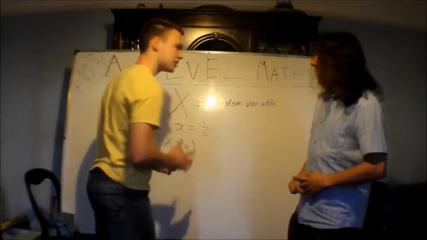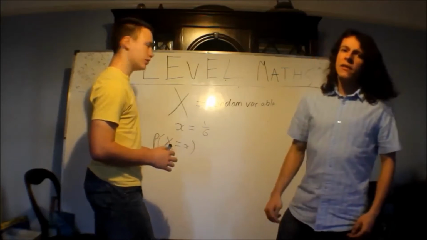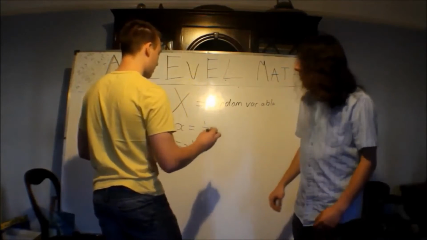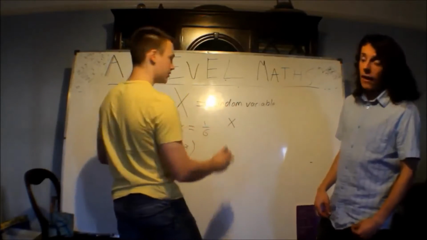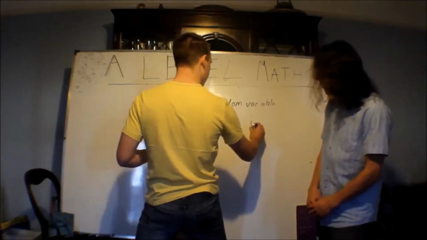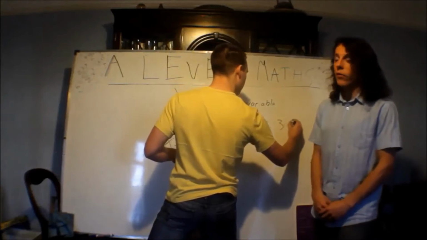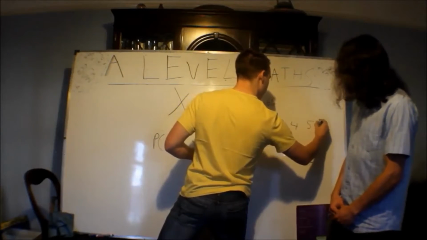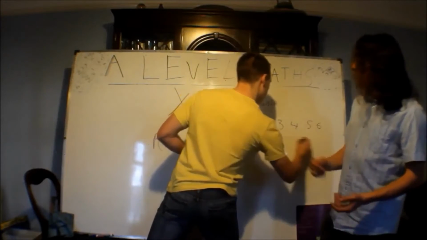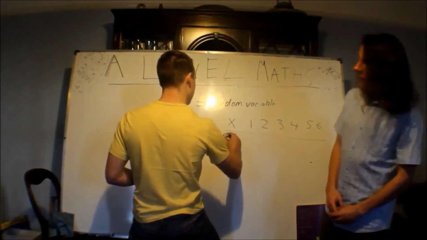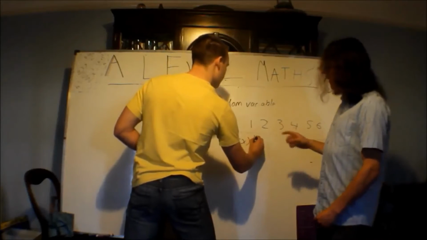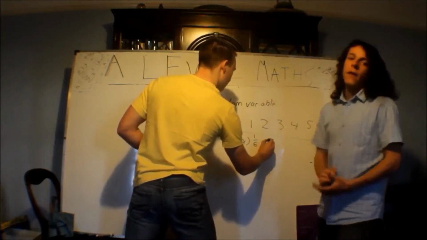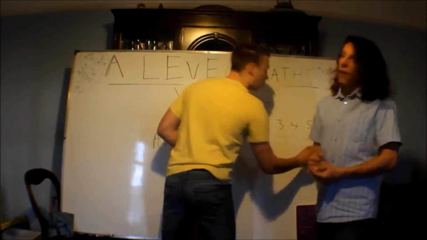Shall we stick with the dice example for the second? Yeah. So we normally have big X on the top. These will be our set values, so it's 1, 2, 3, 4, 5 and 6. And then the probability that X equals little x on the bottom, which is just a sixth the whole way along.